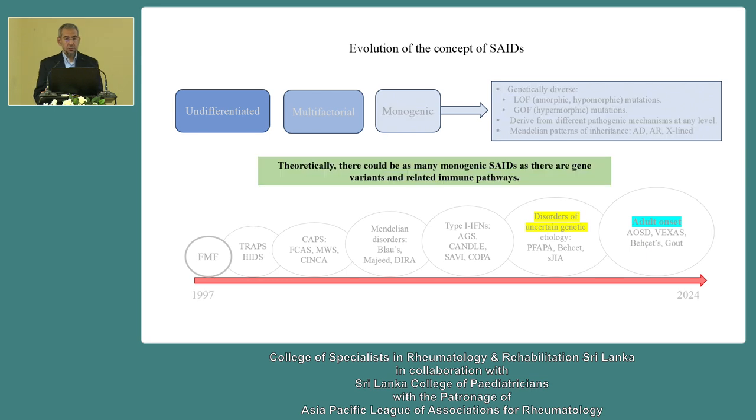Saying that, we don't have a limit for these diseases, and theoretically there could be as many monogenic systemic autoinflammatory diseases as there are gene variants and related immune pathways. So if there is a new discovery proved by functional assay, that means there is a new autoinflammatory disease, and so on. With the new discovery of gene variants and new immune pathways, we'll add more diseases to the list.